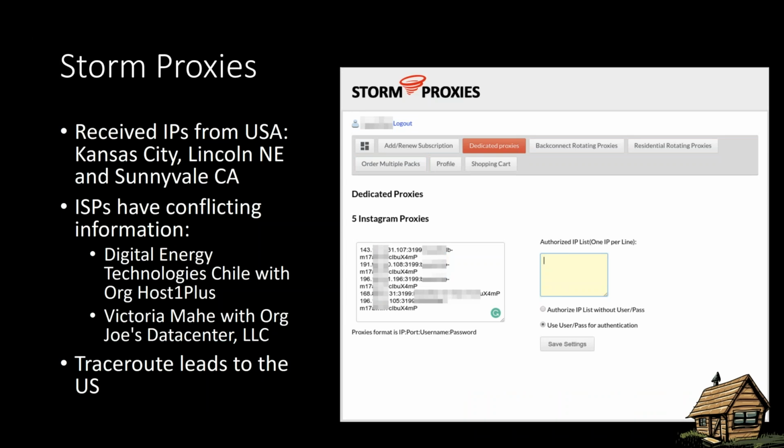So for Storm Proxies, we received IPs from the US. The IPs had conflicting information. The Whois database disagreed with the GeoIP database, in particular the ISP. This, I think, is the confusion why it could be considered a residential IP, because it's an ISP in Chile that is in the database. But when you look at the GeoIP, you have a host listed, which is clearly a hosting provider. And the traceroute leads to the US in all cases. So there's something wrong, and this is probably why they can get away with it.